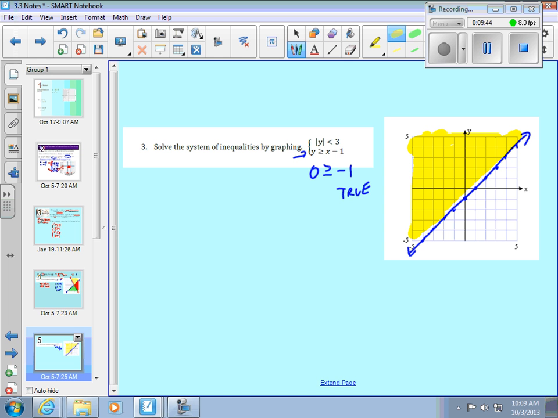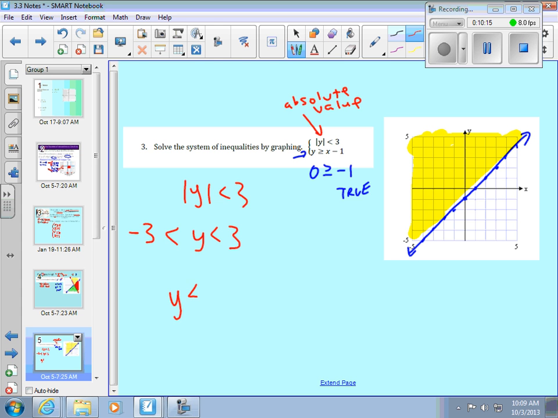This next one, though, is a little bit different. This is an absolute value one. You can see we got absolute value. Remember when we were doing absolute value with these, if you have absolute value less than 3, what that really means is that y is going to be less than 3. It also means, though, it could be greater than the opposite of that, which is negative 3. If you write these out as two separate ones, that's saying y has to be less than 3, and also, if you just write this part the other way, that y is greater than negative 3.